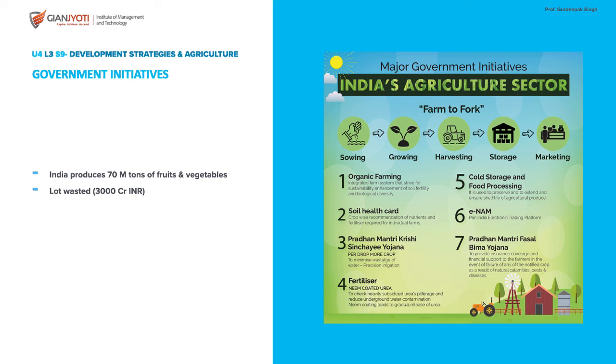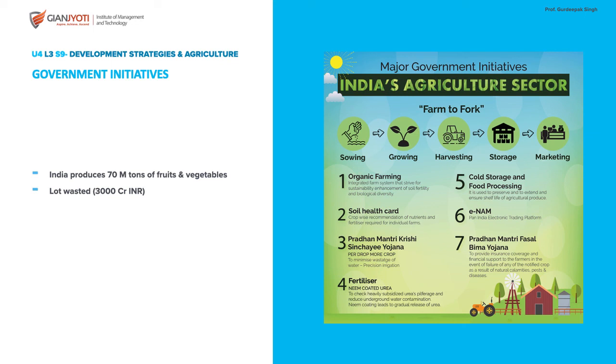But at the same time, the government has come out with a few major initiatives which it calls from farm to fork, covering starting with sowing, where the seeds, that is the input marketing, to growing, harvesting, storage, and marketing. At each stage, it has come out with multiple schemes. These are some of the initiatives.